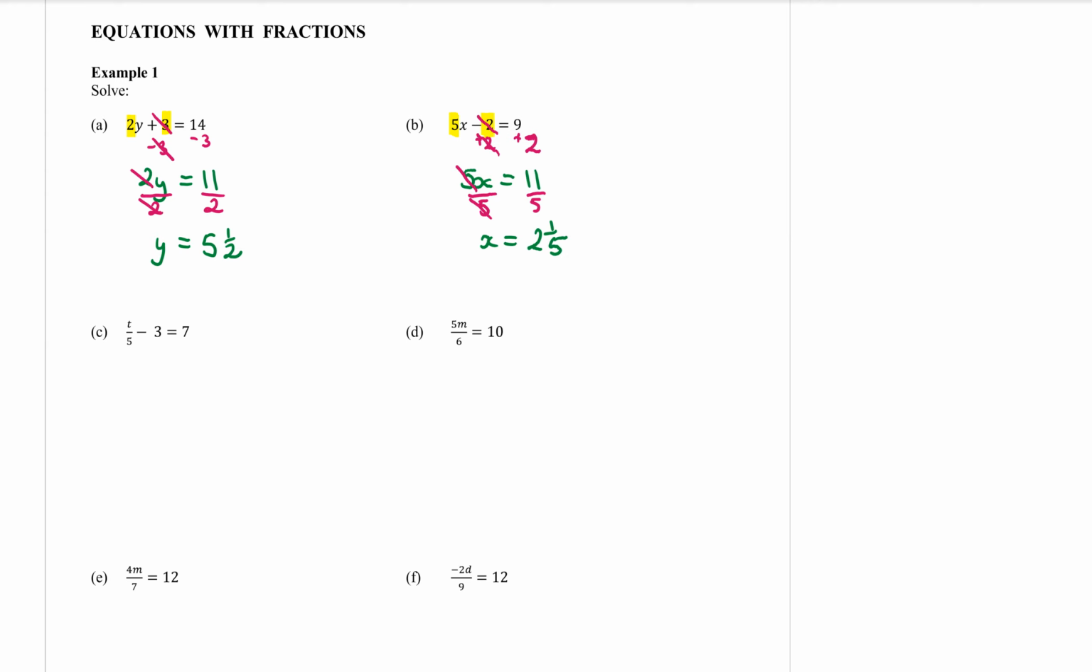All right, part C. We're trying to find out what t is equal to. T is divided by 5, and then we subtract 3. So in reverse order, I need to get rid of the 3 first. The opposite of subtracting 3 is to add 3. Cancel those away. I have t over 5 equals 7 plus 3 is 10. Now that fraction, that line there means divide. So to get rid of that 5 now, I need to times by 5. Cancel away. T is now by itself, and 10 times 5 is 50.